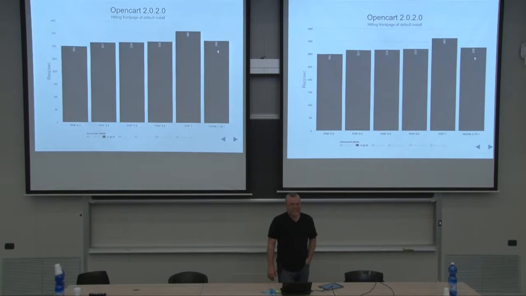OpenCart, here you don't see the big gap. The reason you don't see the big gap is that OpenCart is really database heavy. Every single request hits the database multiple times. Some of them are full table scans as well. No matter what we do in PHP, we're not going to be able to speed up your database. So if your code is spending most of its time in the database, sorry, you're not going to get anything from PHP 7. We got a little bit out of it, but you can see all the versions are struggling with OpenCart.